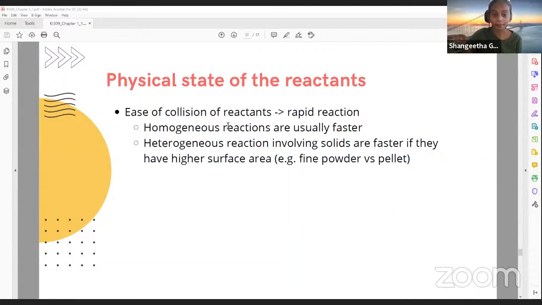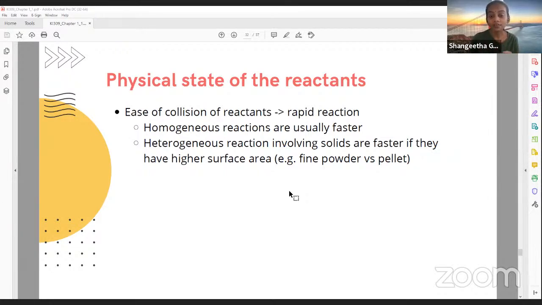All right, to go a little bit deeper into the other factors that can affect your reactions. There are a few things that can affect how fast or how slow your reaction progresses. One of them is the ease of collision. If it is very easy for the reactants to collide, your reaction will become more rapid. For example, if it is a homogeneous reaction, usually the reactions are faster.